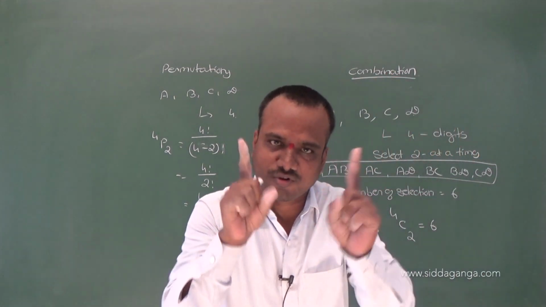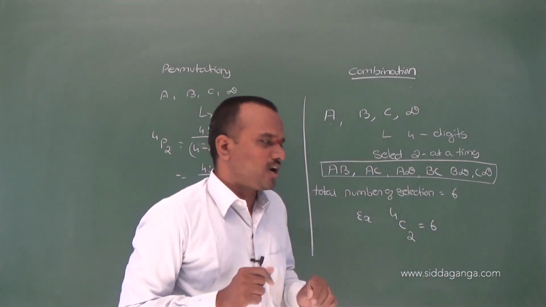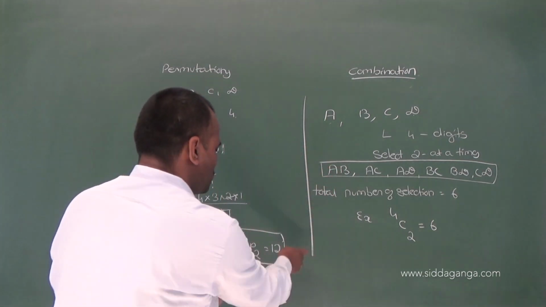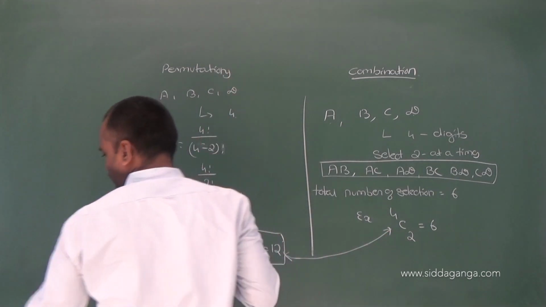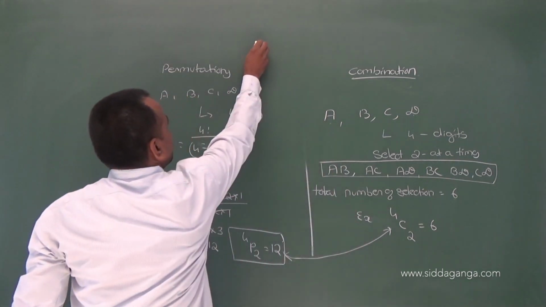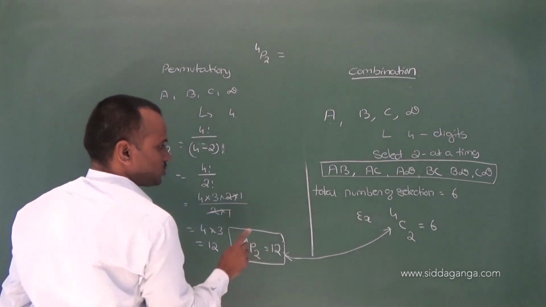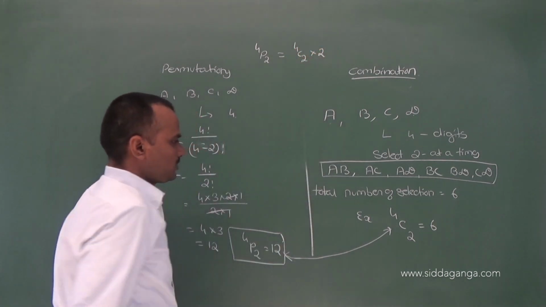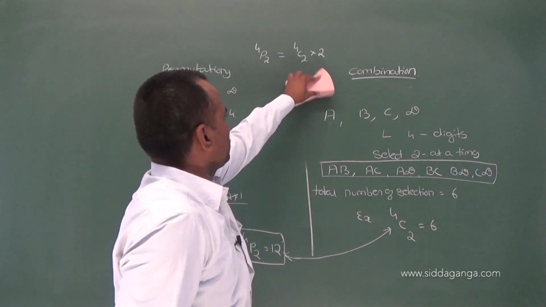Now we have to derive the formula. N number of objects taken r at a time. NCr is what? NPr we know: n factorial divided by (n minus r) factorial. So I club these two results. I write here: 4P2 is equal to how much? 4C2 into 2, correct? 12 is equal to 6 into 2, correct?